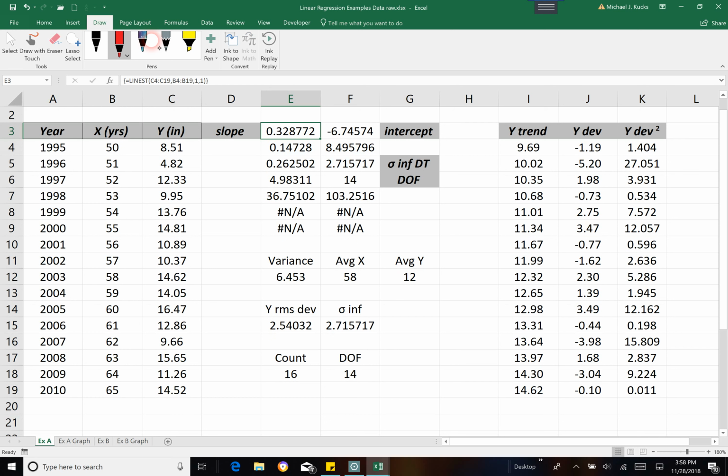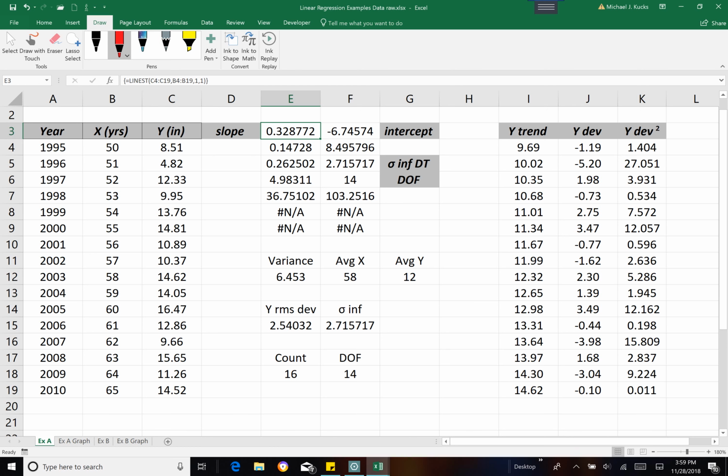The x numbers, this column of x numbers, are what are called my independent variable, which means I chose these numbers myself. I chose to look at these years from 1995 to 2010. I chose to look at these particular years in 1 year steps in order to analyze my data.